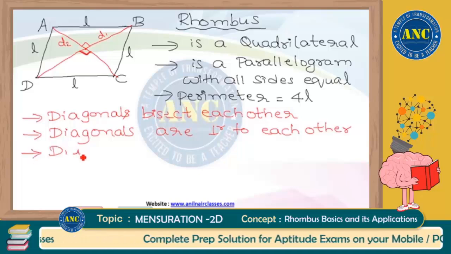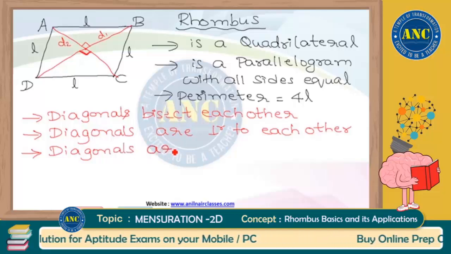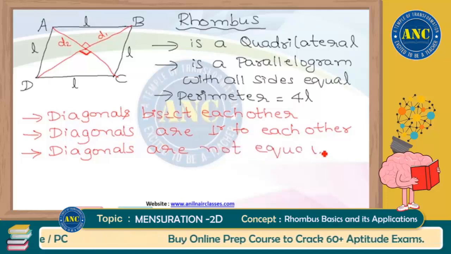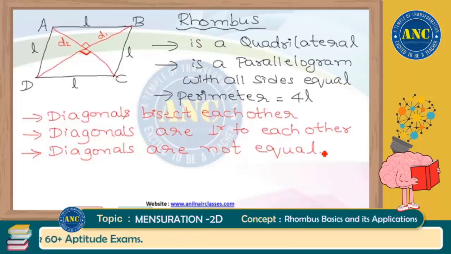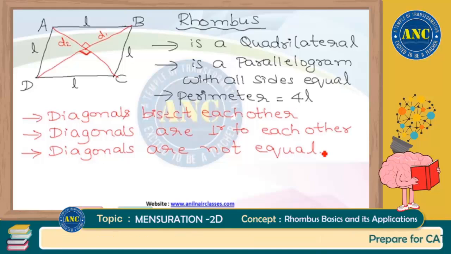Similarly, diagonals of a rhombus are not equal. What if they become equal? If this rhombus, which has all four sides the same, also has equal diagonals, then that quadrilateral will become a square. That is the main difference between a rhombus and a square. In a square both diagonals are the same, and in a rhombus the diagonals are not equal.